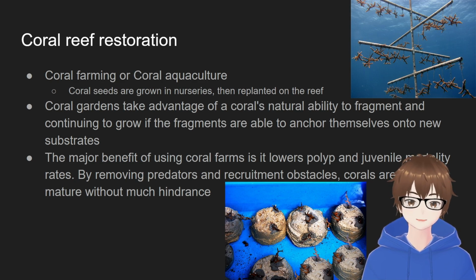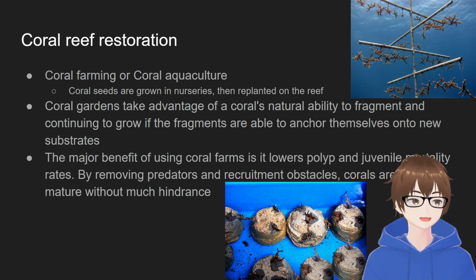So, what can be done to help protect coral reefs? Coral reef restoration. There are coral farming and coral aquaculture efforts. Coral seeds are grown in nurseries and then replanted on the reef. If you look here above me, you can see something of a coral farm or a coral garden. This is staghorn coral, it looks like. Basically, they hang the coral by a string or some type of rope inside the ocean, and they just grow like that.